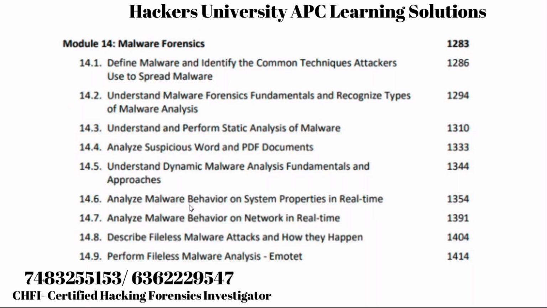Then analyze malware behavior on system properties in real time. For example, it's a dynamic malware analysis: we'll run a malware and check the behavior. In CHFI, also, a little bit of malware analysis was introduced later on. I don't know about version 13, but yeah. So analyze malware behavior on the network in real time, then describe fileless malware attacks and how they happen. So we'll also do fileless malware analysis, Emotet.